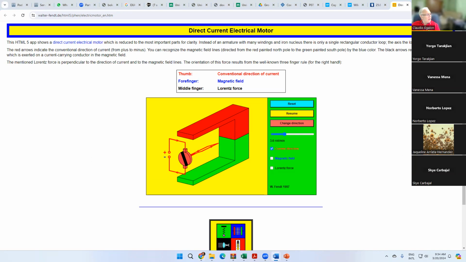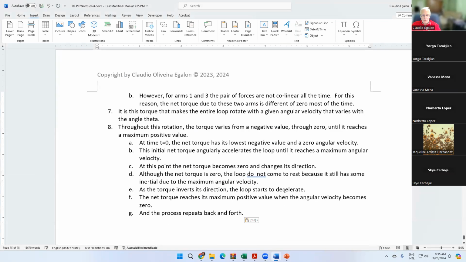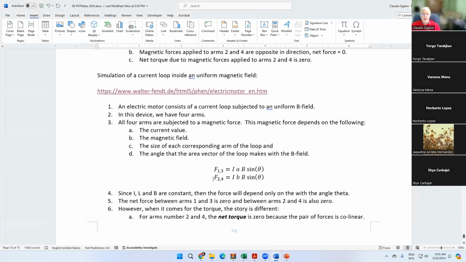I have everything explained here in my notes that I'm going to document for you. Okay, so here you go.